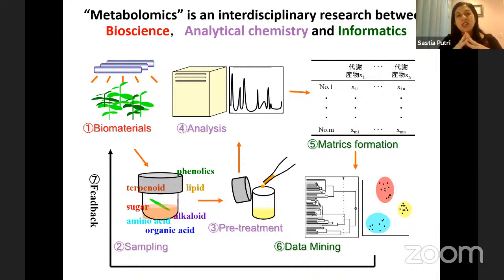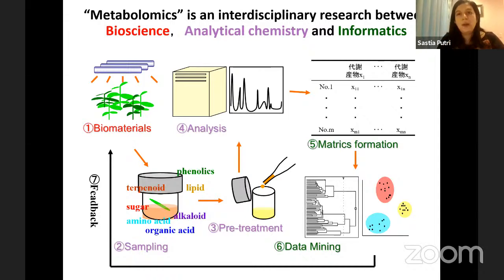And for this analysis, we also need a good analytical operation for analytical chemistry. So we will use advanced instrumentation, most commonly mass spectrometry or NMR-based metabolomics. And then because it's omics by itself, naturally, we will have generated data of big data. Then in order for us to visualize this data clearly, we need a process called data mining.